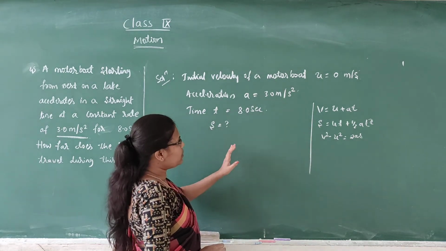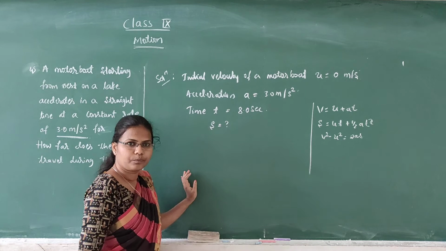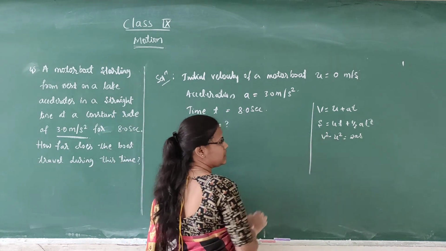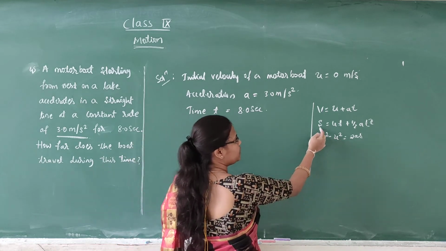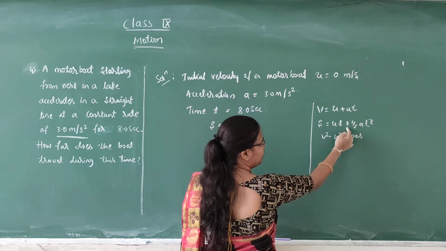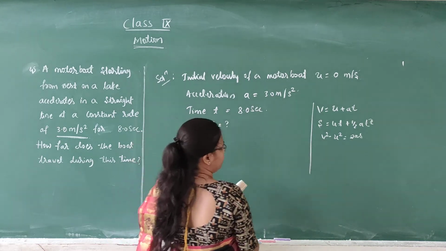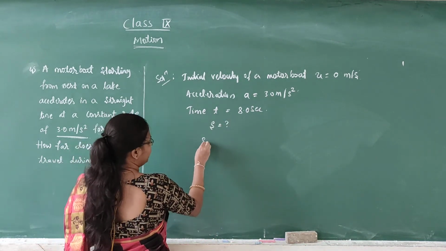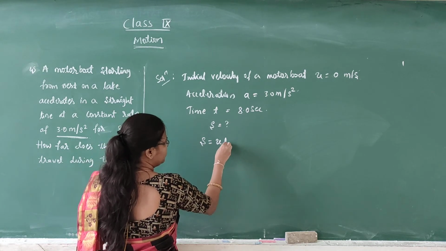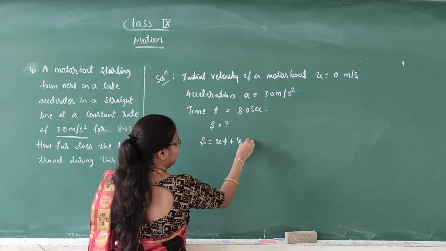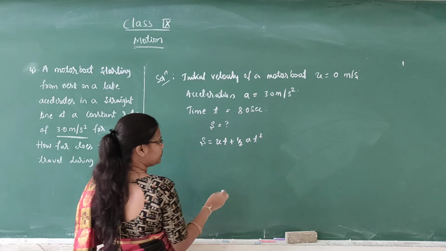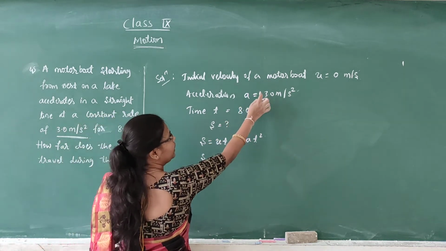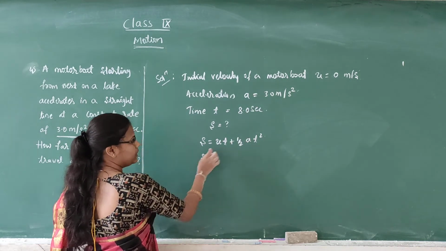Which one is suitable for this solution? We have to calculate distance, s. So we have to choose s is equal to u into t plus half a into t square. So that is the equation of motion. Substitute the u value, t value and a value in this equation.